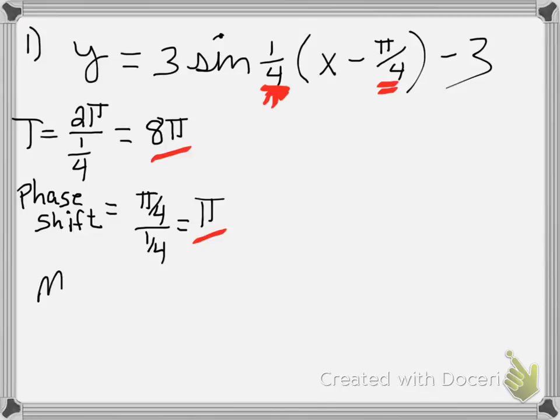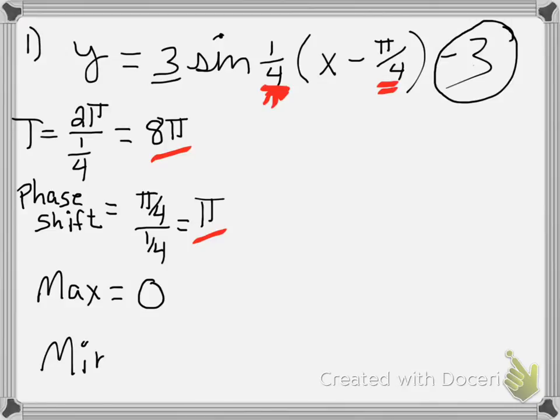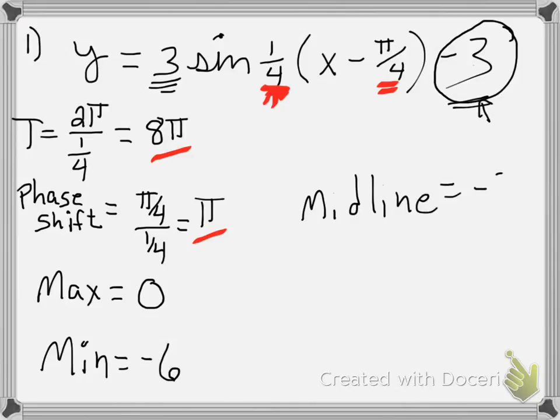Now, if someone were to ask you what the maximum value would be, we would look at this vertical shift, minus 3, and add the amplitude. Minus 3 plus 3 is 0. To find the minimum value, take the vertical shift and subtract the amplitude. Negative 3 minus 3 is negative 6. Now, sometimes it's helpful to know what the midline is. And that's just this vertical shift here. The midline is negative 3.